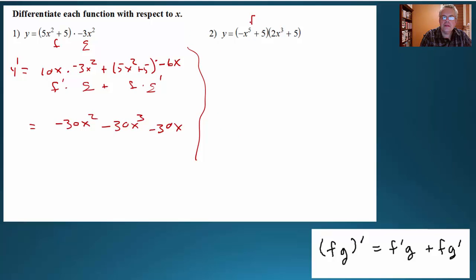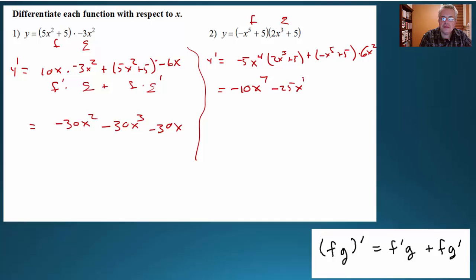Okay, here we go. This is clearly a product. This is f, this is g. So y prime equals the derivative of f, negative 5x to the fourth times g, plus f times g prime, which would be 6x squared. All right, now distribute and do all that good algebra stuff. So negative 10x to the 7th minus 25x to the 4th minus 6x to the 7th plus 30x squared.